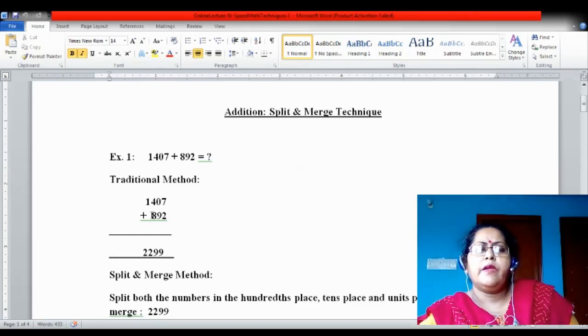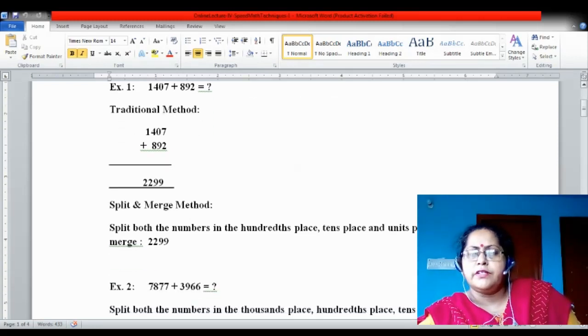Writing like this. So although it's quite an easy addition, everybody can do it by the traditional method, but if you do it mentally like this, if you practice, you will see that definitely it will take less time than writing the numbers like this and then adding vertically. Okay, another example, 7877 plus 3966.